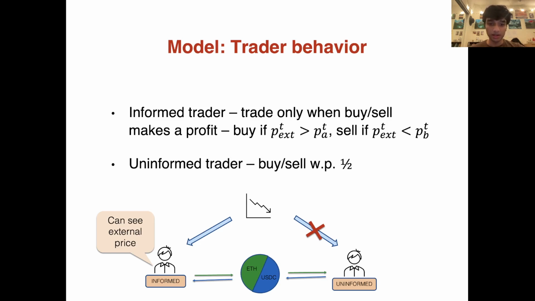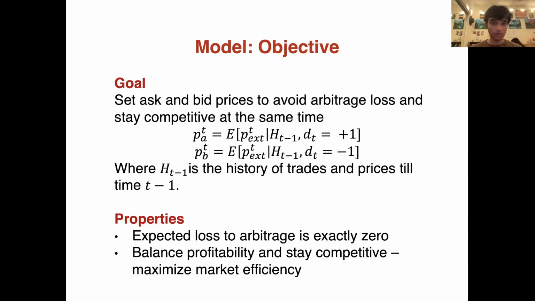Meanwhile, the uninformed trader, as the name suggests, does not see the price and buys and sells randomly with probability half. With an aim of avoiding arbitrage loss, we define the goal of our agent as the following. We want to set the ask and bid prices so that the conditional expectation of the external market price, given the history of trades and trader actions and trader prices, is equal to the ask if the next expected trade is a buy, while the same conditional expectation should be equal to the bid if the next expected trade is a sell.